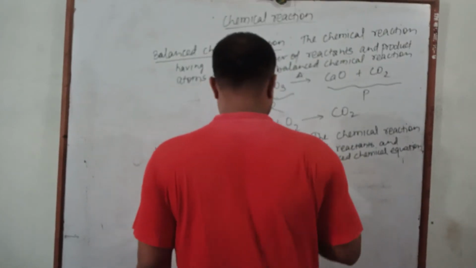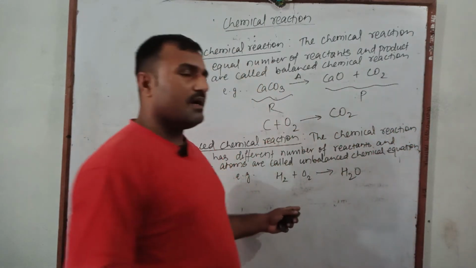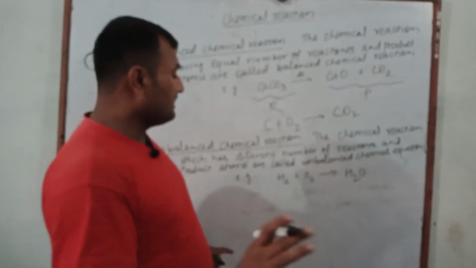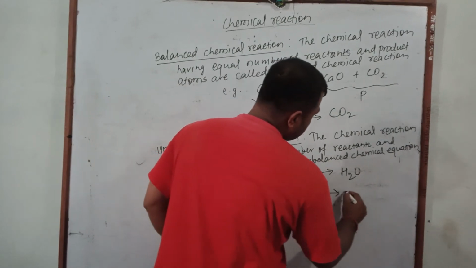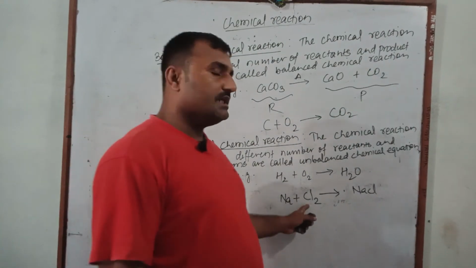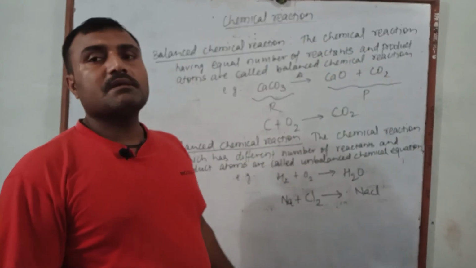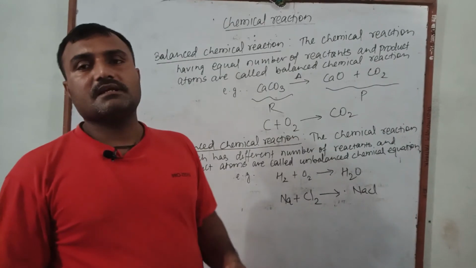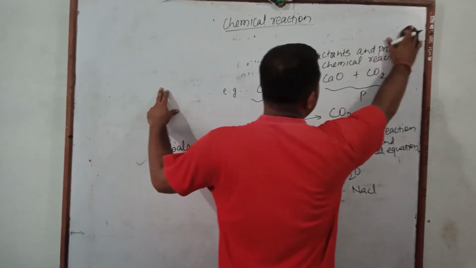As for example, hydrogen and oxygen combine, then it gives water. It is unbalanced. Why? Because in the reactant there are two oxygen, but in product only one. Hydrogen is the same, but oxygen number is unequal. Another we can write, sodium combined with chlorine gas, then it forms common salt or sodium chloride. And this is also unbalanced because there are two chlorine in the reactant and only one chlorine is found in product. And such type of unbalanced chemical equation should be balanced in chemistry. And in the next video we discuss how to balance it by different methods.